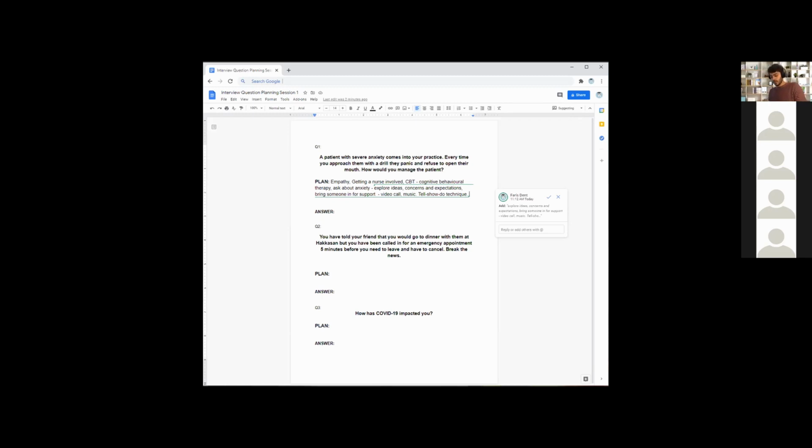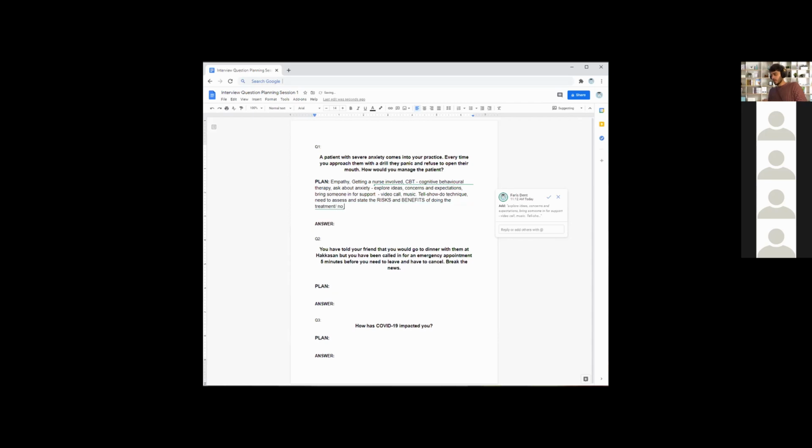So another important thing we need to do, which I'll add here, is to assess and state the risks and benefits of doing the treatment / not doing the treatment. Cool. Does that make sense? Just type in the chat.